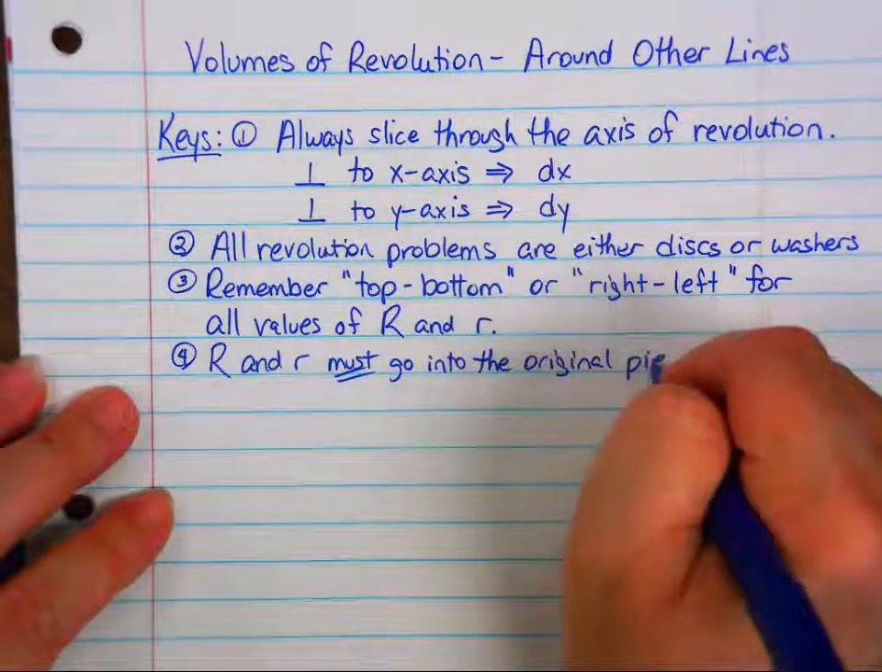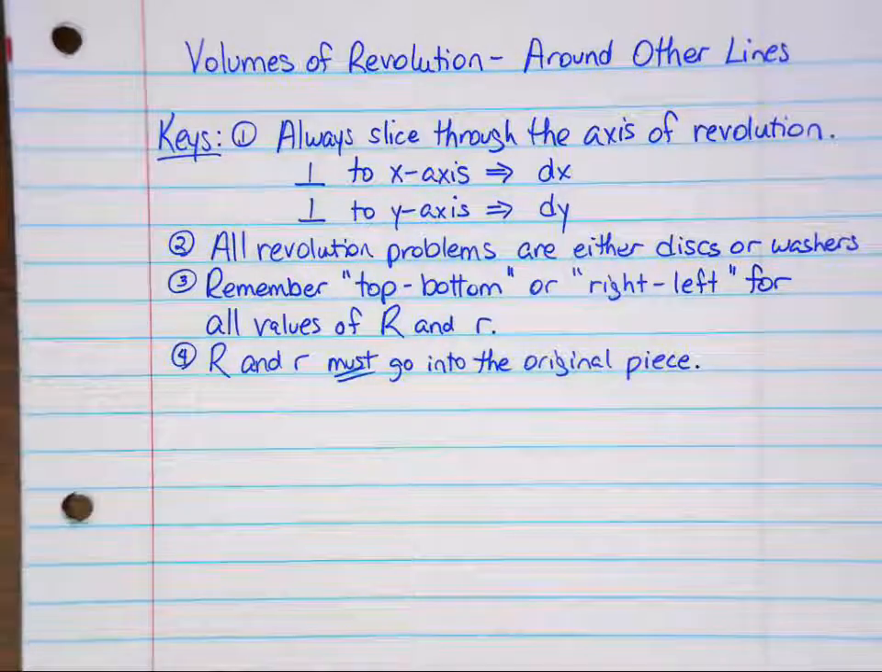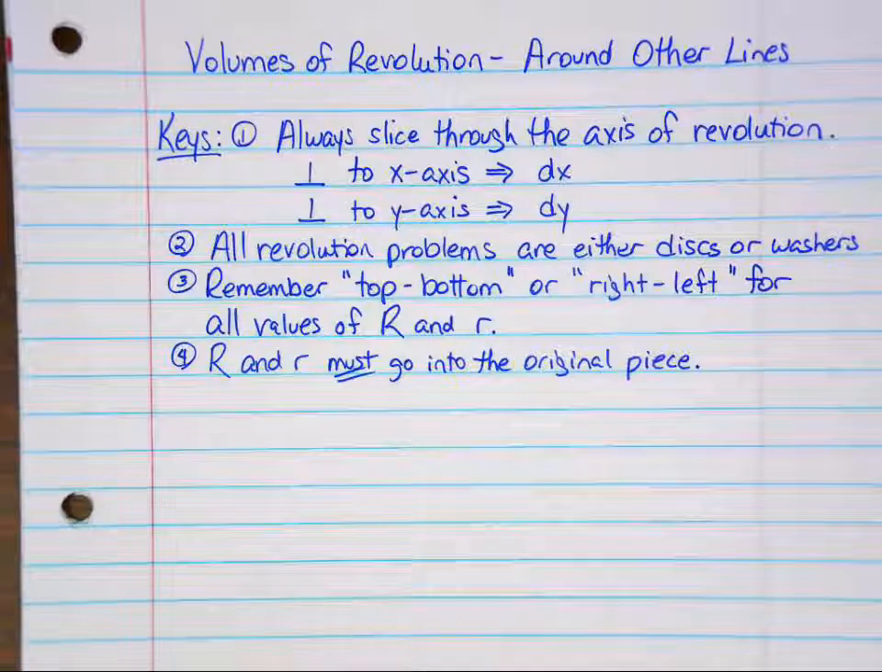And as we do samples, I'll show you what I mean. When you draw a picture with a radius, you tend to want to draw the radius to the right, but drawing it to the right will give you the wrong answer in some cases. You have to draw it into the original piece. Okay? So those are the 4 keys to understanding and correctly setting up these volume problems. If you do these things, then you will get the right answer.